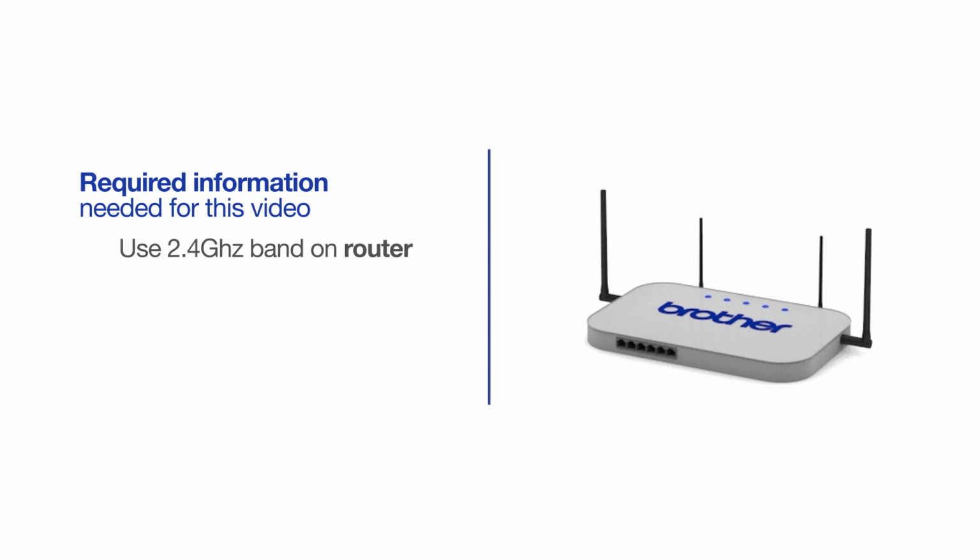If you're using a dual band router, make sure your Chromebook is connected to the 2.4 GHz band. If you're connected to the 5 GHz band, the Brother printer will not be discovered. Follow the link on the screen for more information about your Brother device and dual band routers.